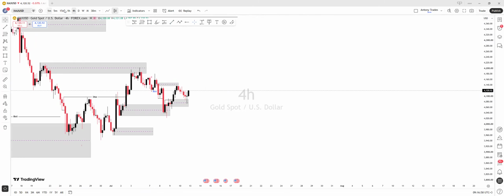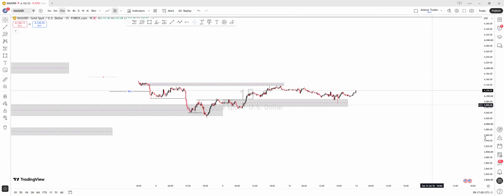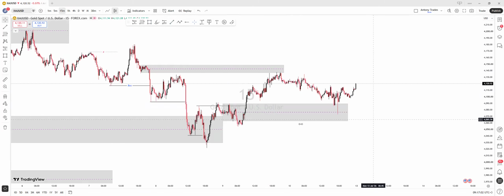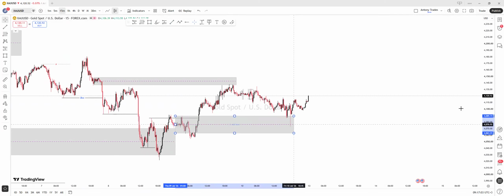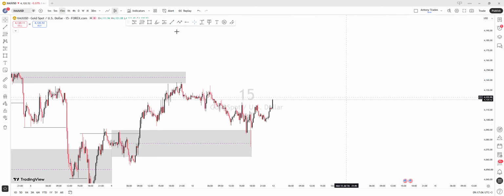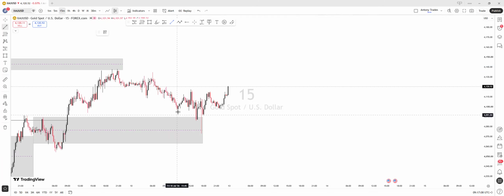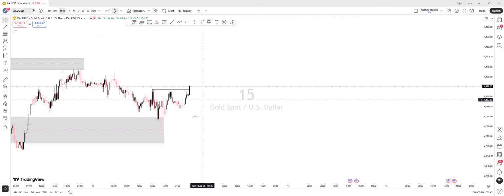So what do we need to do? We need to go to the 15 minutes time frame and see what the market did after reacting from this 4 hour supply zone. So what are we seeing? Even from the 15 minutes time frame, I can see we have a change of character already. We have this break to the downside and then a change of character to the upside. So we need to see what the gold will do once it opens. Because as of now, this one becomes my point of interest.